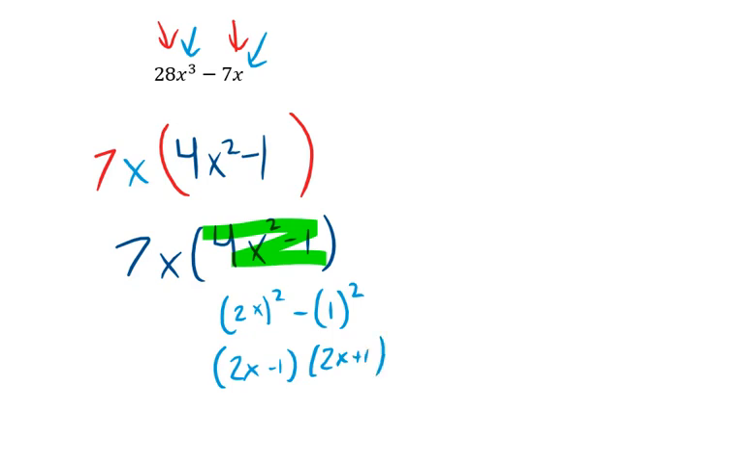So really how I'm going to write it is 7x, 2x minus 1, 2x plus 1. Now I shouldn't get so excited about the difference of squares that I forget to include the 7x still.